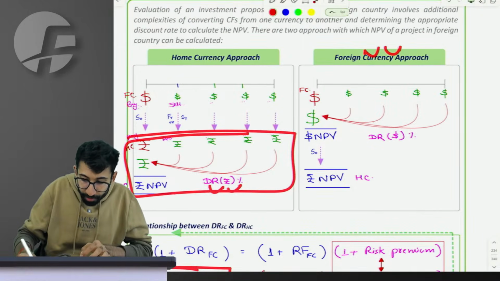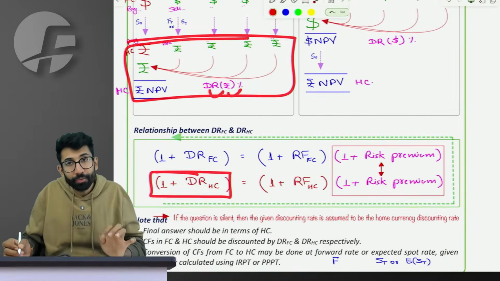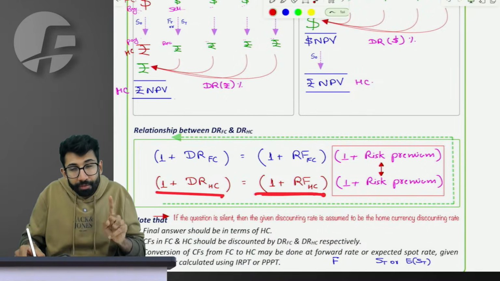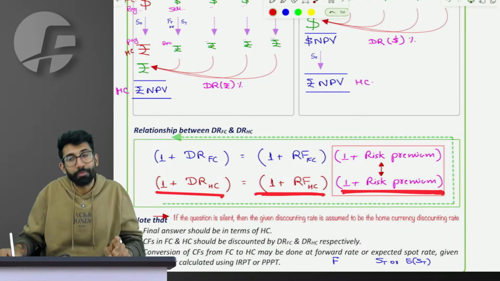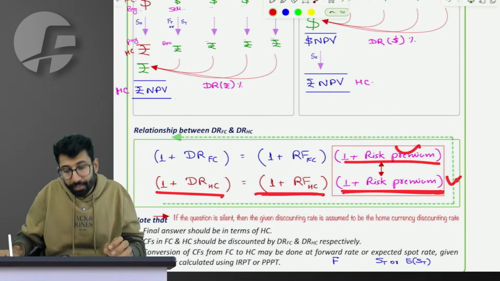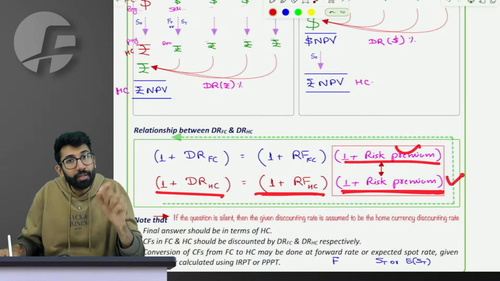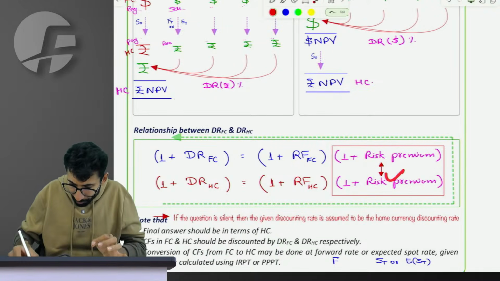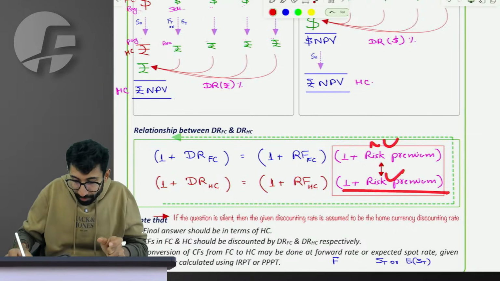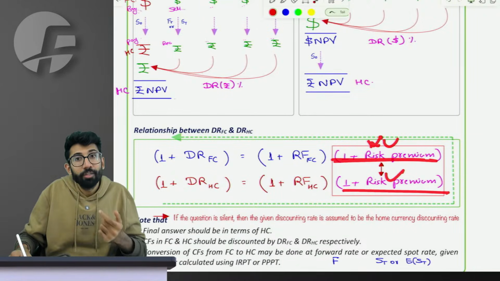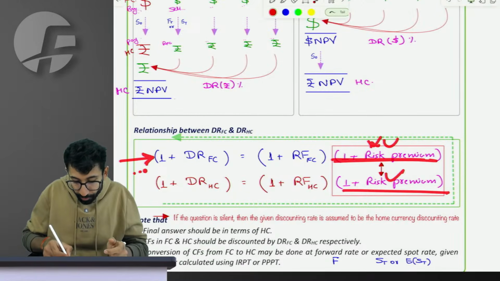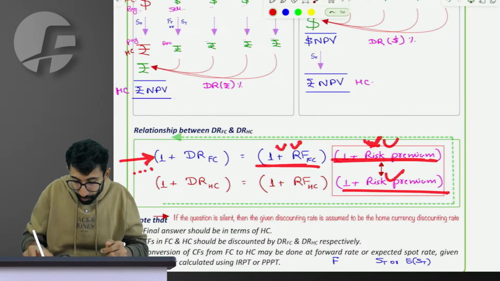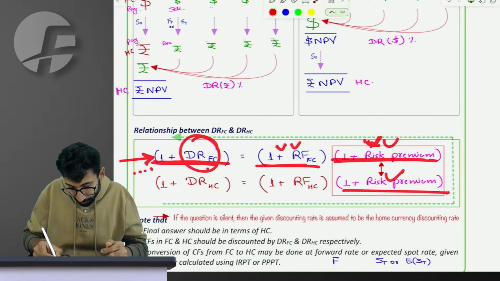However, if I want to use it for the foreign currency approach, what do I do? Sir, using the Indian home currency discounting rate and the Indian rupee risk-free rate, I first calculate the risk premium. Risk premium has nothing to do with the currency. It relates to a particular project, not the currency or country. The risk premium will be the same in the case of foreign currency discounting rate. So using the risk premium and the risk-free rate of foreign currency, I can calculate the discounting rate of foreign currency.